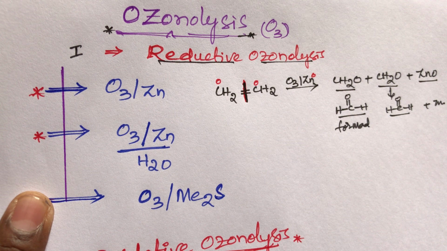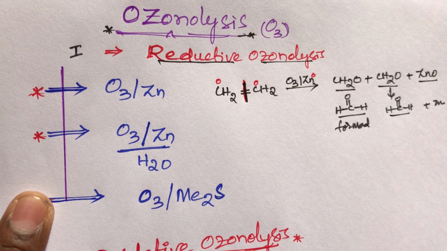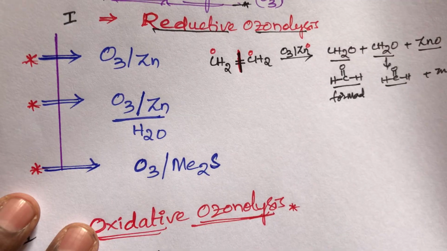Reductive ozonolysis: the first step is bond breaking. Here three oxygens are there. Out of these three oxygens, put one oxygen on this carbon, one on this carbon, and one on zinc. So this is a simple trick, student. Now take one more example.